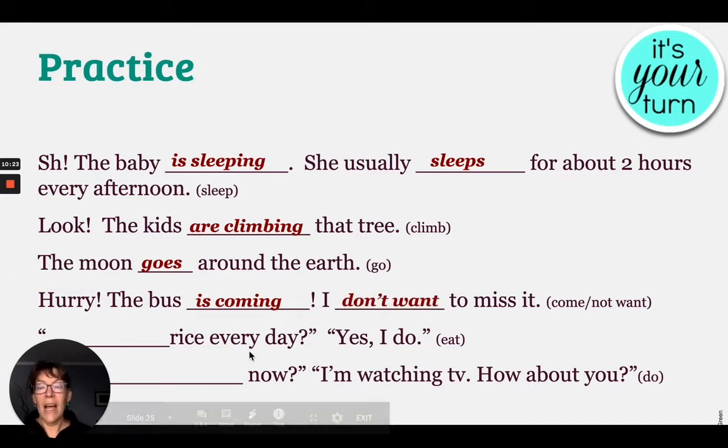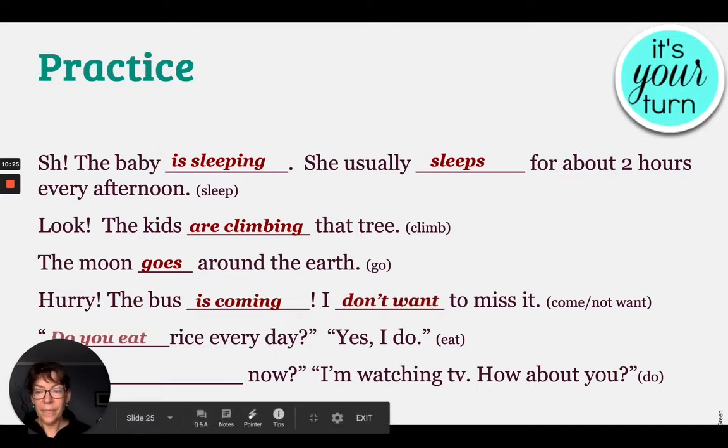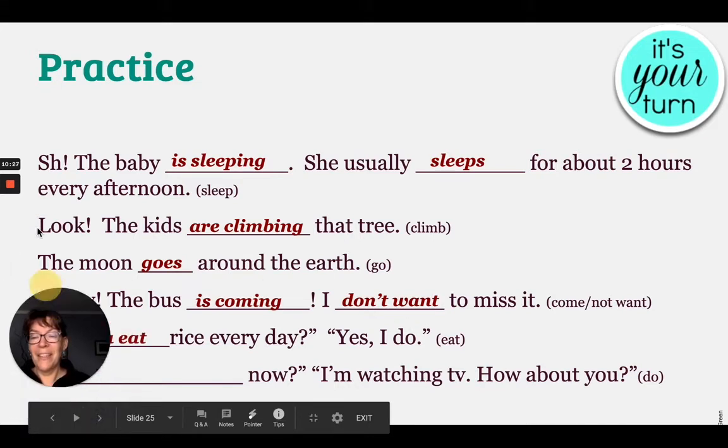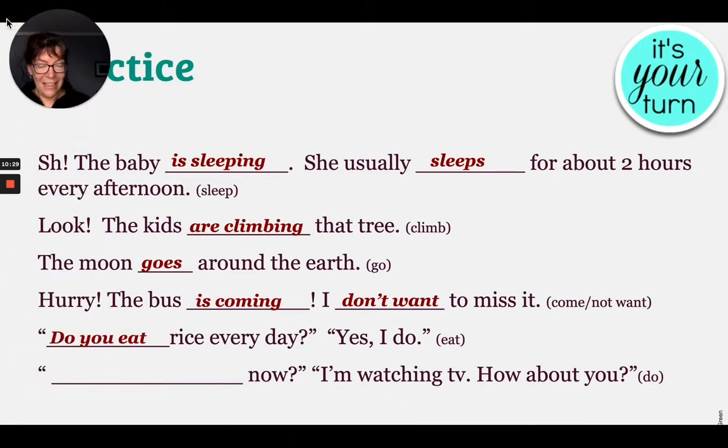Okay, now it's asking about every day. Do you eat rice every day? And finally, let's check this one. What are you doing now?